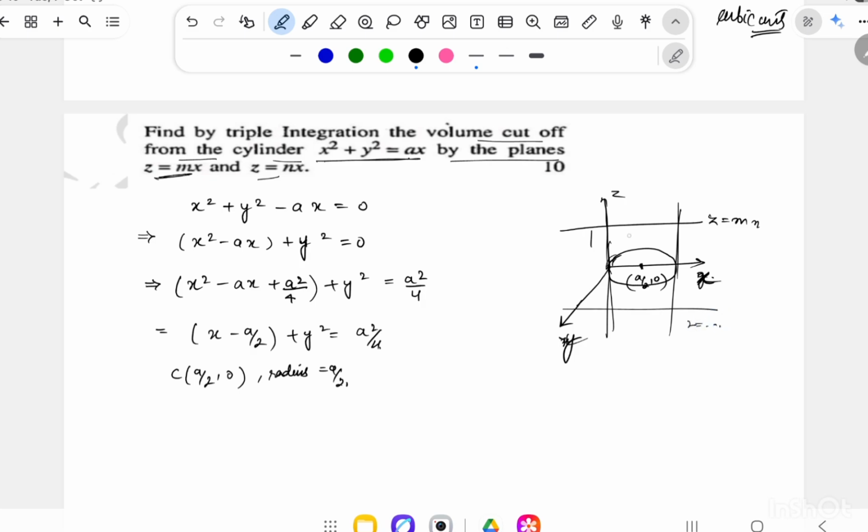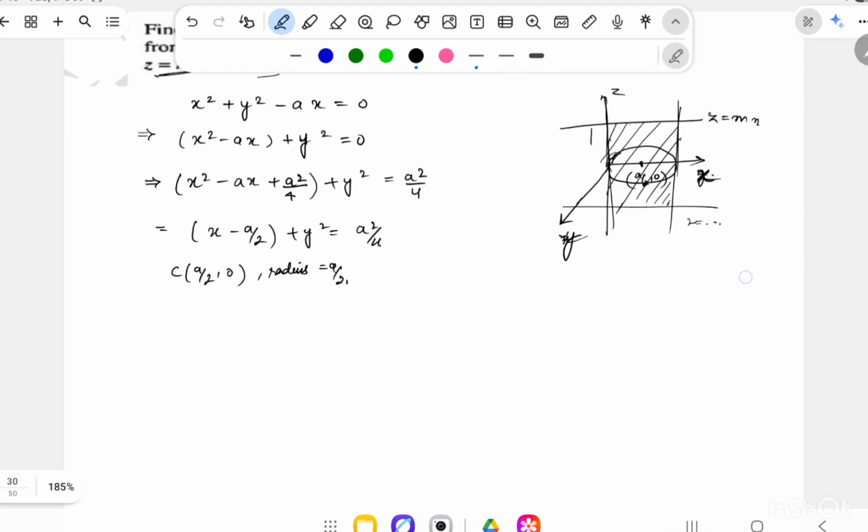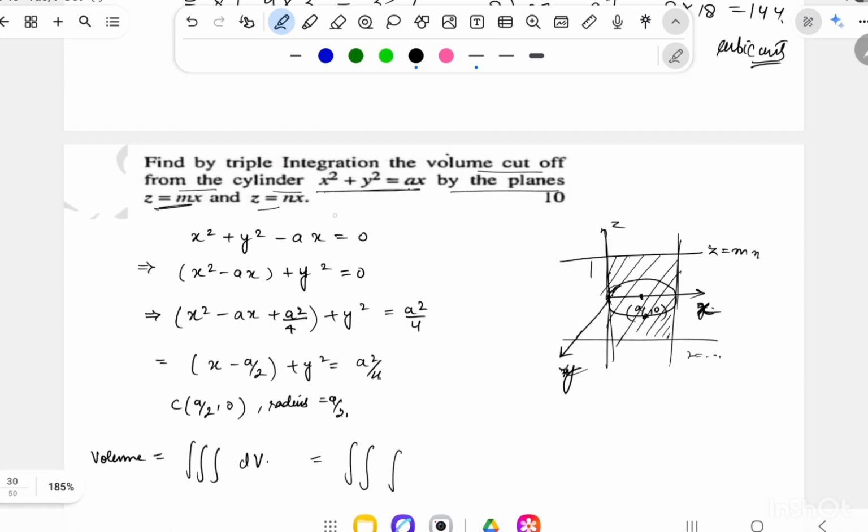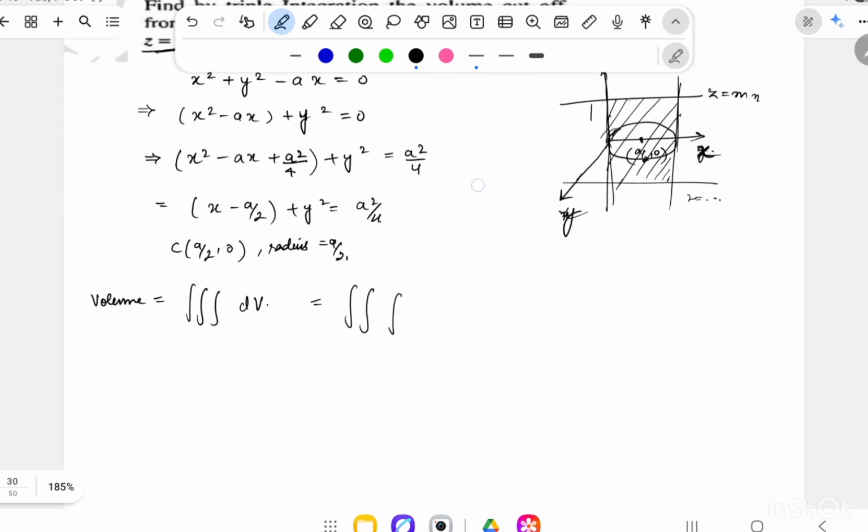So we are supposed to evaluate the volume that lies in between these two planes and inside the cylinder. So in order to evaluate that, the volume will be equal to the triple integration dV, which is also equal to the double integration, and since z varies in between these two planes, it will be the integral from mx to nx of dz times dA, and dA is basically the base area, that is this area.